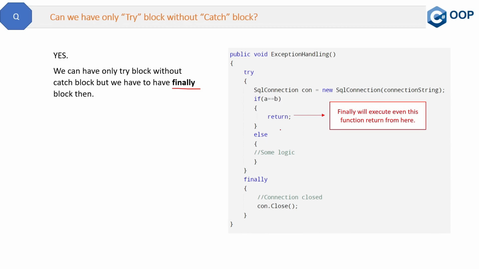But if the code goes inside the if condition, then the method will return from there only, right? Then if you put con.close right here, it will not execute. So to make sure that it will execute, we will put it in the finally block right here. Now you can return from the method from any part of the method, but the finally block will definitely execute and will close the connection.